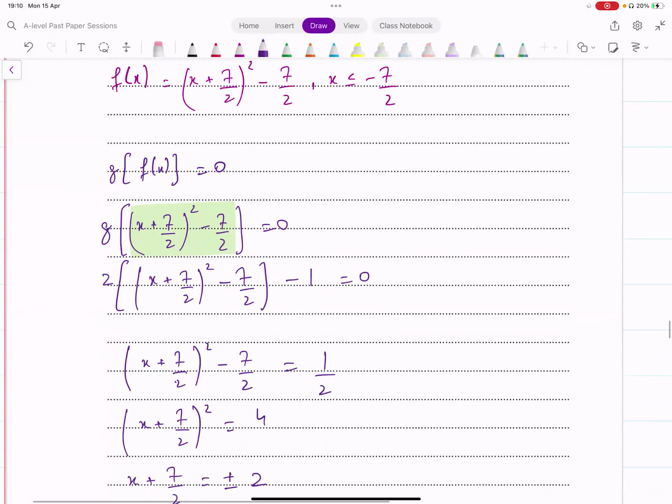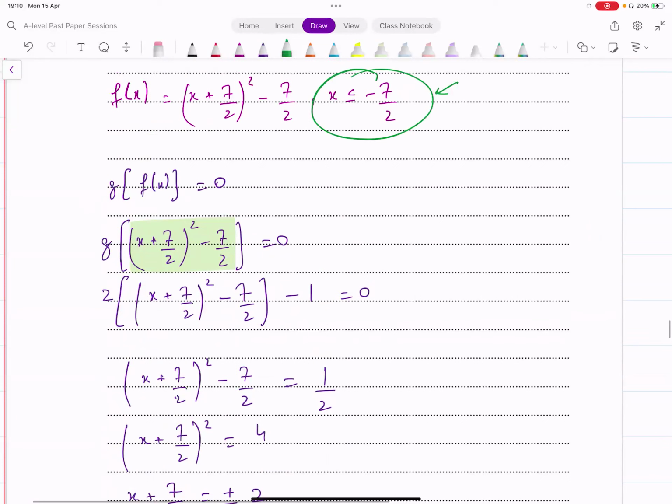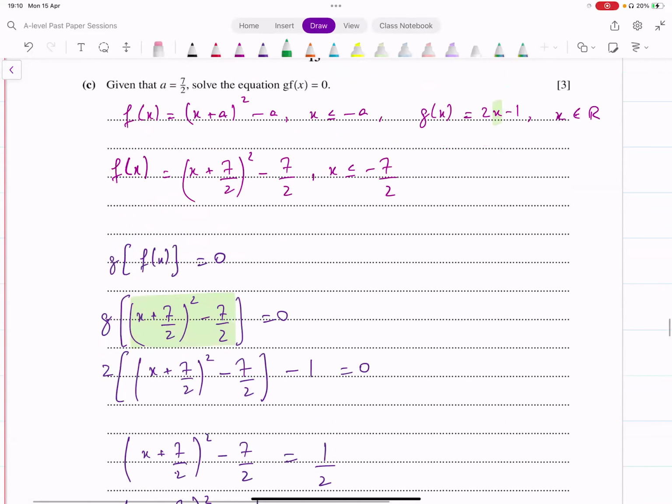What was the domain? The domain was x less than or equal to minus 7 over 2. Minus 7 over 2 is minus 3.5. So the values of x, remember, it's a composite function, right? Composite function is g f of x. The domain of the composite function is the domain of the inner function. So this function g f of x also has this domain. Inner function is f here. Domain of this function is also x less than or equal to minus 7 over 2. So the values of x that you get have to be less than or equal to minus 7 over 2.